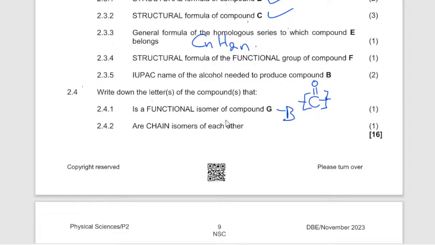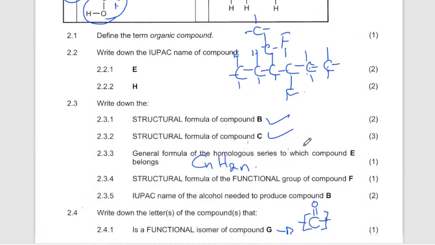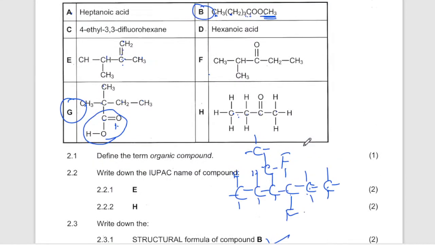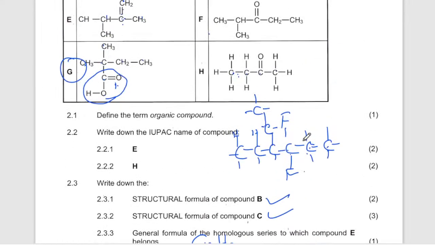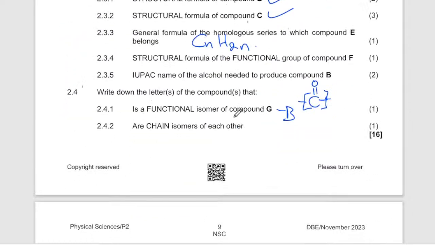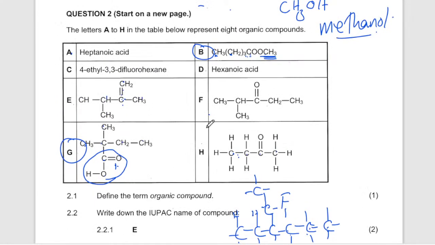A chain isomer for each other. Chain isomer. Let me check here. Functional isomer of G. Yes. Okay. We got it. Then they're saying that chain isomer of each other. Chain isomer. Okay.